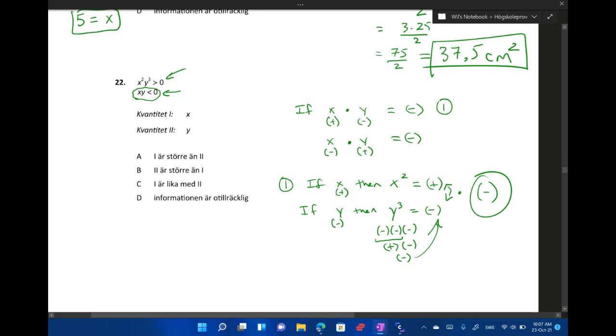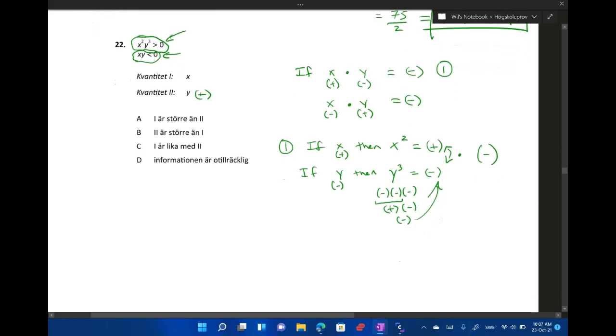And here it says that this must be bigger than 0. It must be positive. So that means this value of y cannot be negative, because then it makes the whole thing negative. So y cannot be negative. y has to be a positive number. Right? However, x can be positive, like we said here.